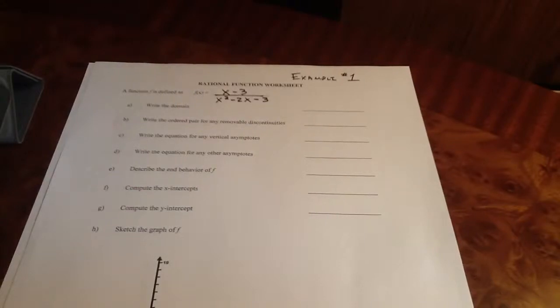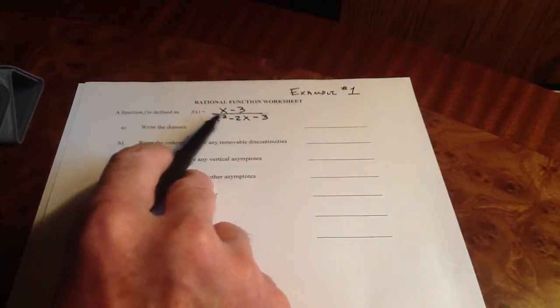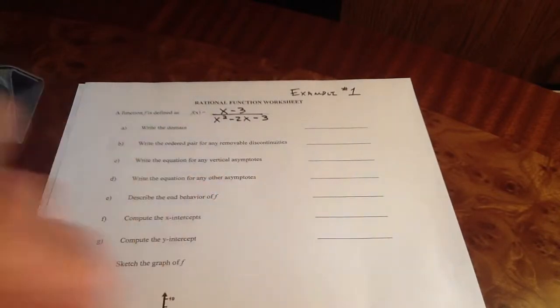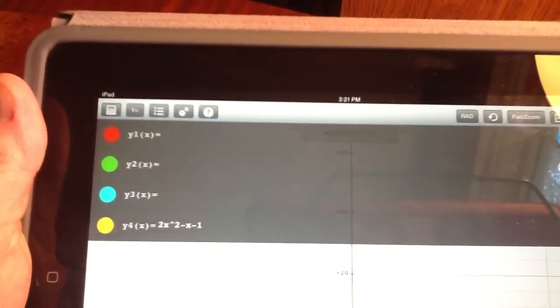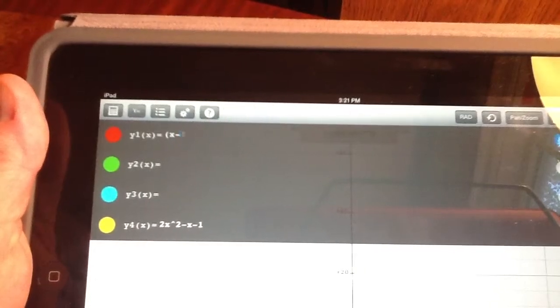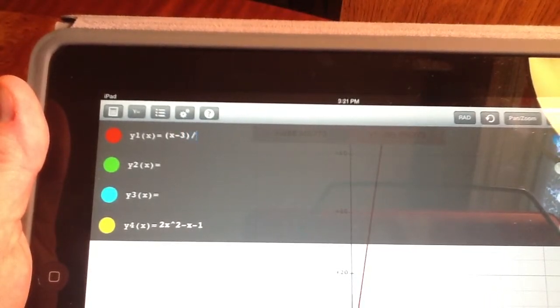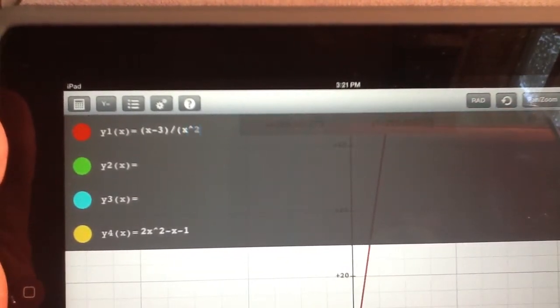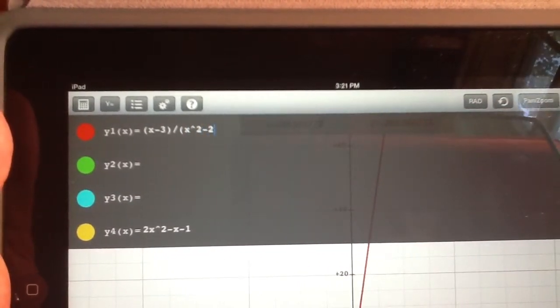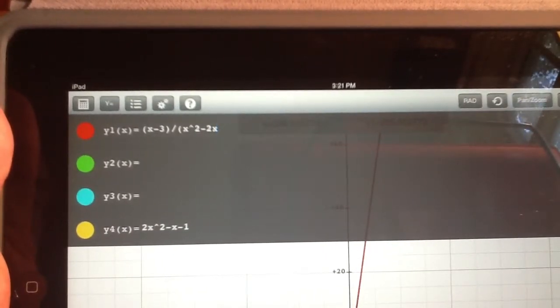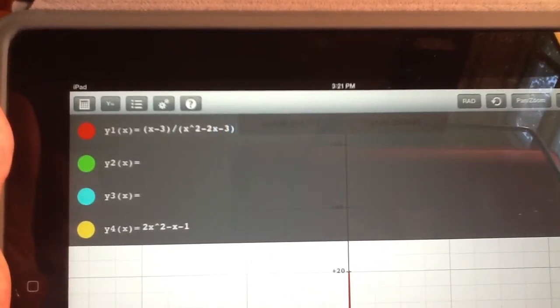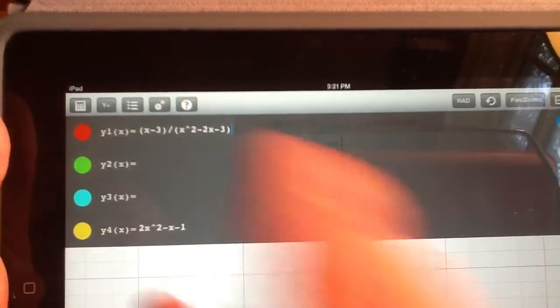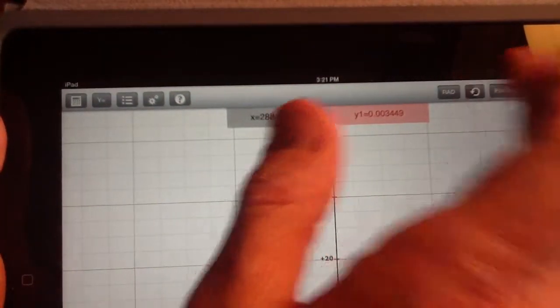First example of the rational equation, a rational function worksheet. The first thing I probably want to do with this is graph it. Let's remember that when we graph, we put everything on the top in parentheses, then we put a division sign, and then we put everything in the bottom in parentheses as well. So we have one quantity divided by another quantity. All right, let's take a look.